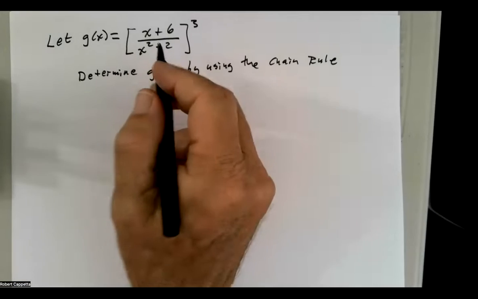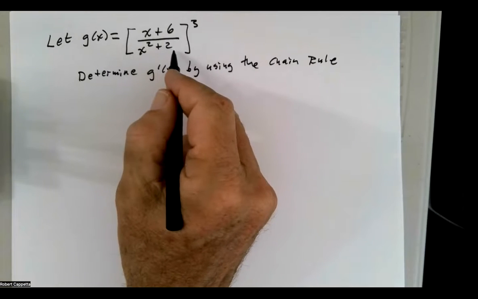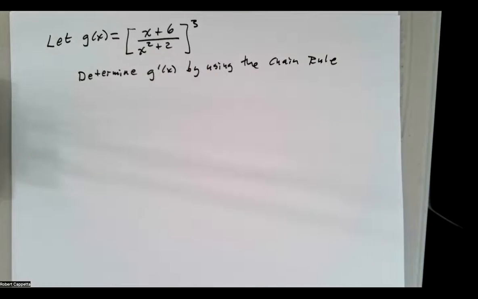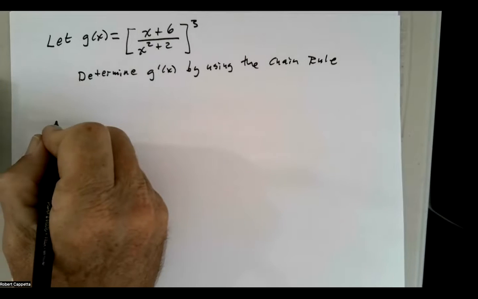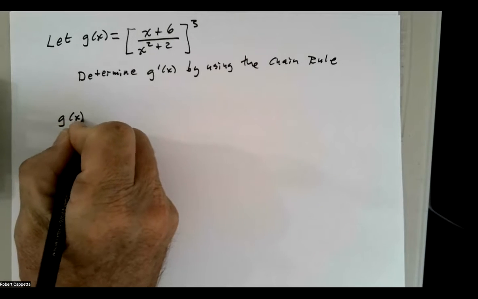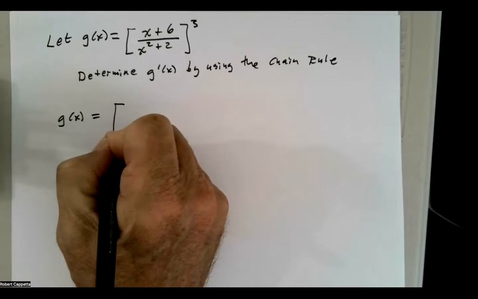So here we have g of x is (x plus 6) divided by (x squared plus 2), raised to the third power. We want to determine g prime of x by using the chain rule. That's our main idea here. So we have something to the third power. So let's consider that g of x equals this whole thing to the third power.